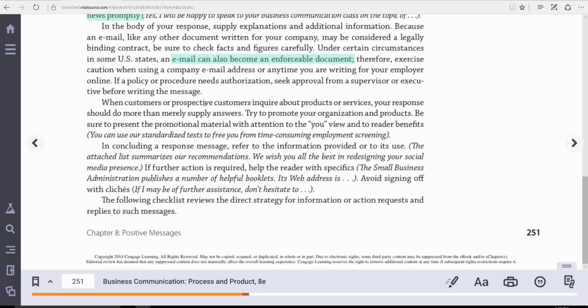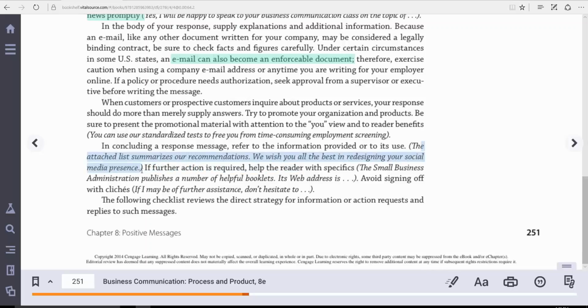When customers or prospective customers inquire about products or services, your response should do more than merely supply answers. Try to promote your organization and your products. Be sure to present the promotional material with attention to the you view and to reader benefits. You can use our standardized test to free you from time-consuming employment screening. In concluding a response message, refer to the information provided or to its use. The attached list summarizes our recommendations.